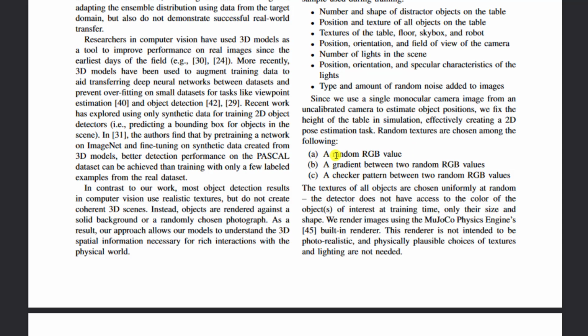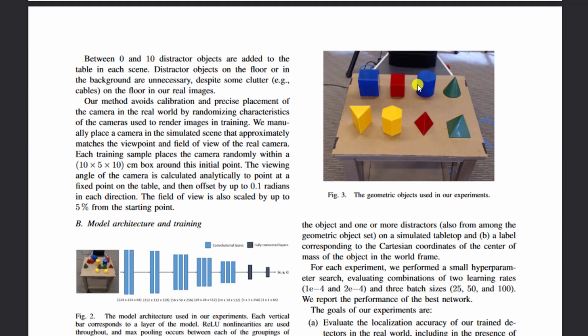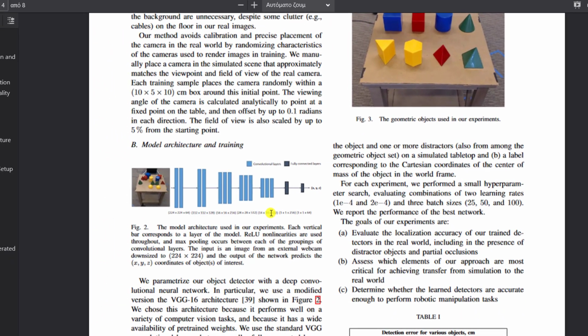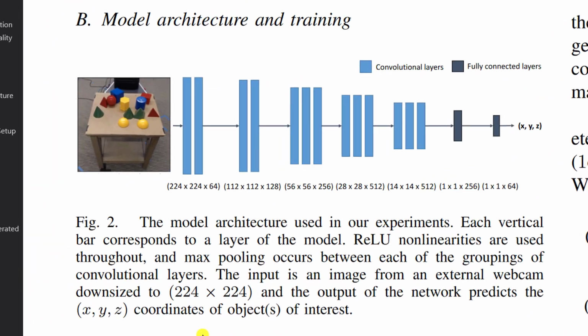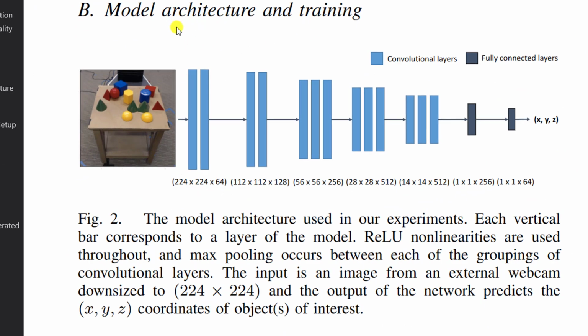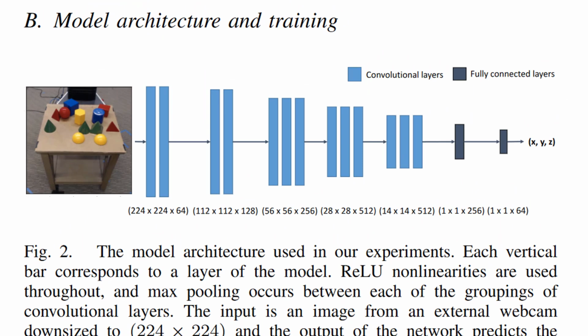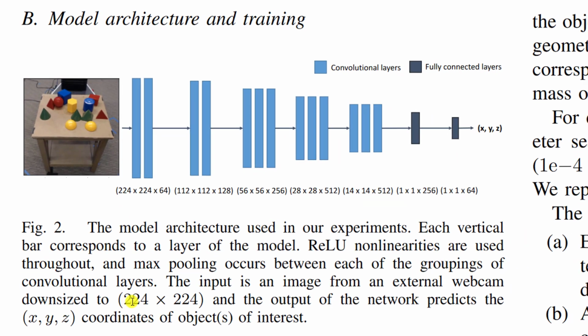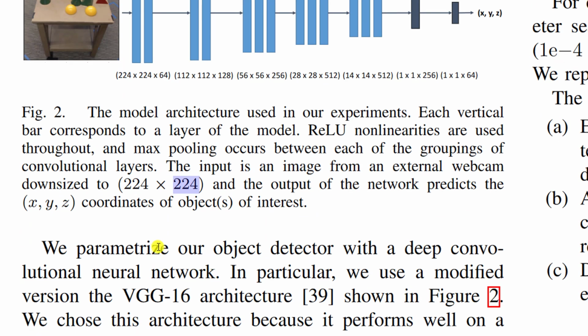The second has to do with random RGB values, a gradient between two random RGB values, and finally a checker pattern between two random RGB values. These are the random textures that are chosen. What we are trying to do, as this image shows, is to create a model by using specific layers. First of all, the input is an image of 224 by 224, and the output of the network predicts the exact coordinates of objects of interest.